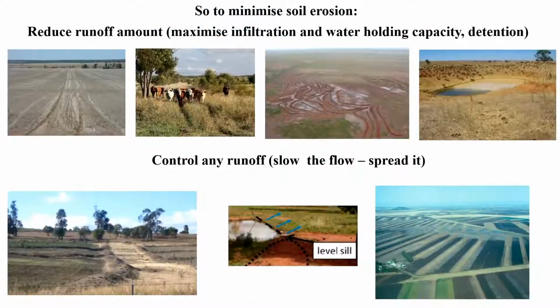So to minimise soil erosion, reduce your amount of runoff. So you maximise your infiltration and your water holding capacity, any detention, hoof marks, whatever, anything in your soil, just to try and reduce the amount of runoff, get it into your soil. And then once you've got runoff, then you control it, either by banks or spread it or whatever. So yeah, that's about it.